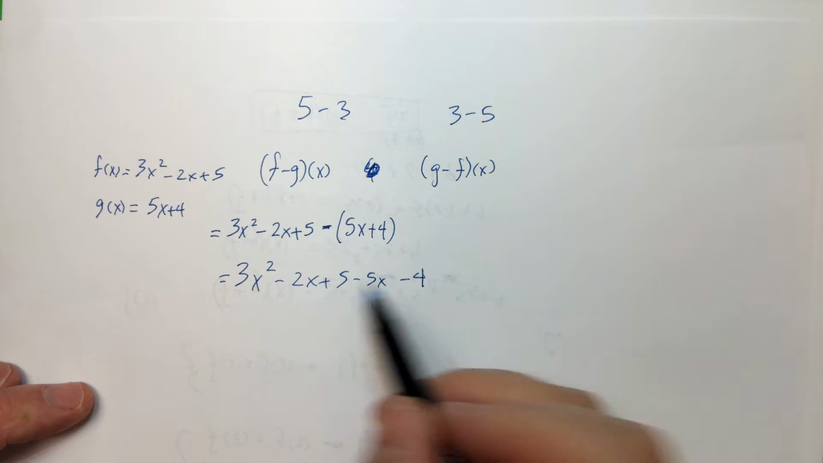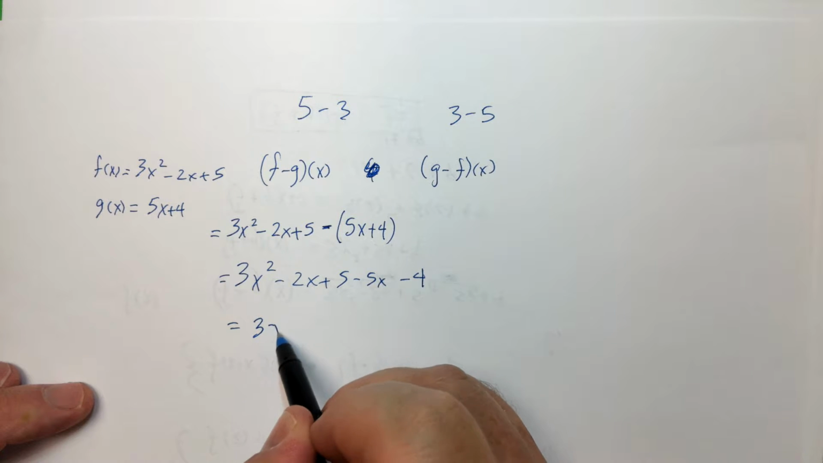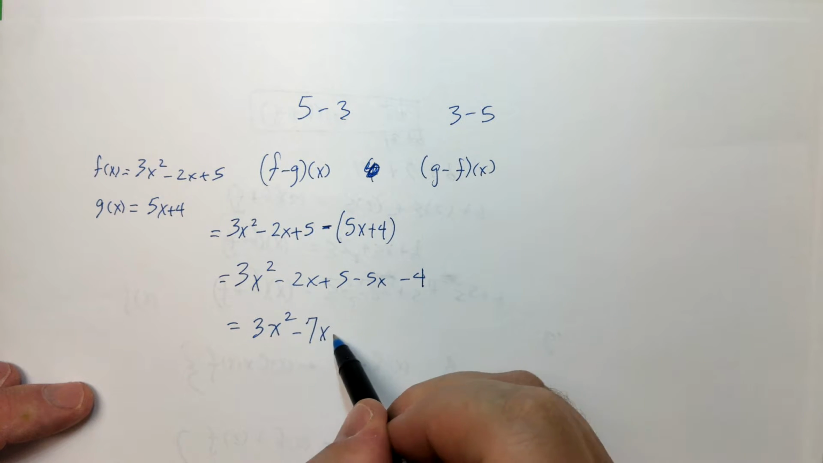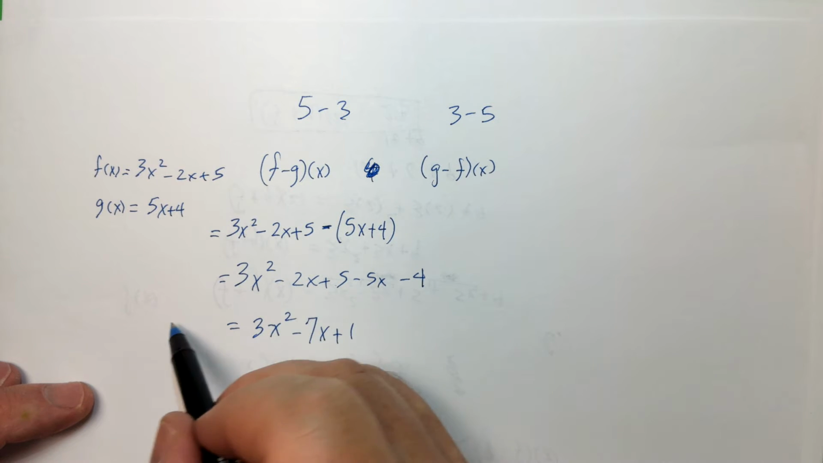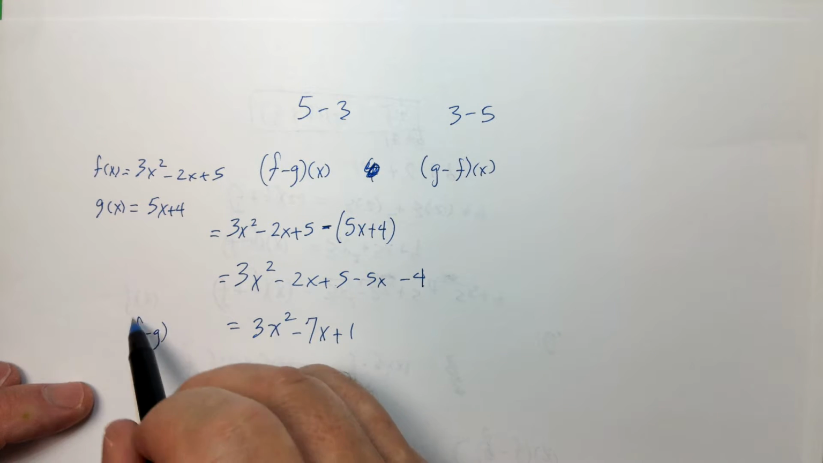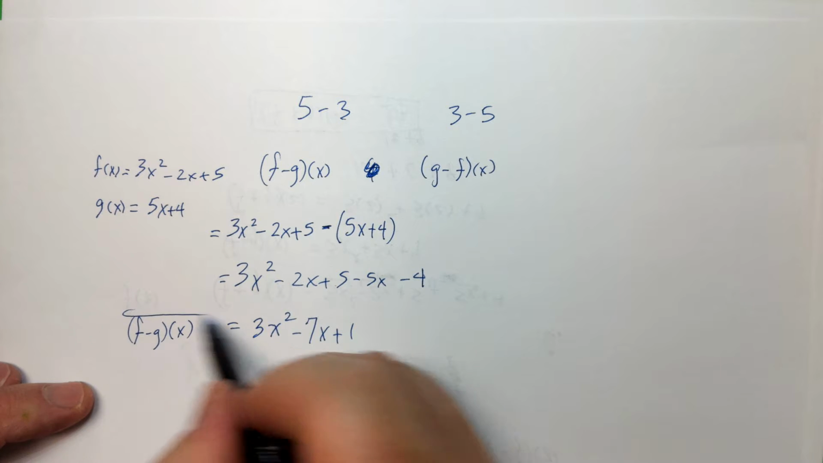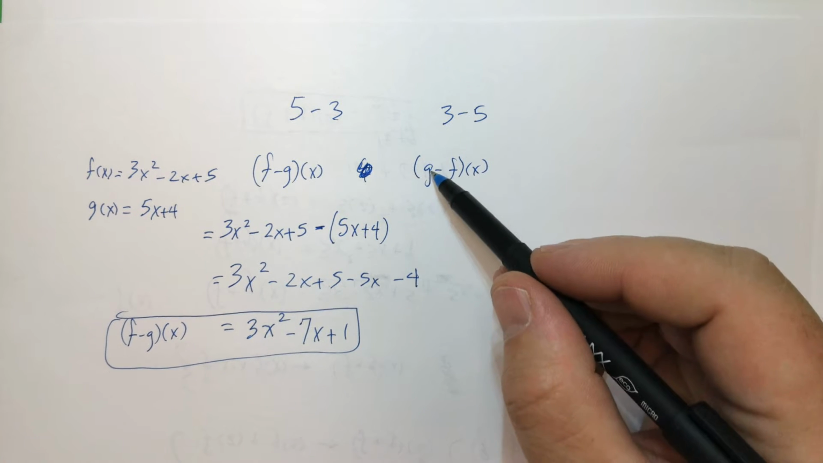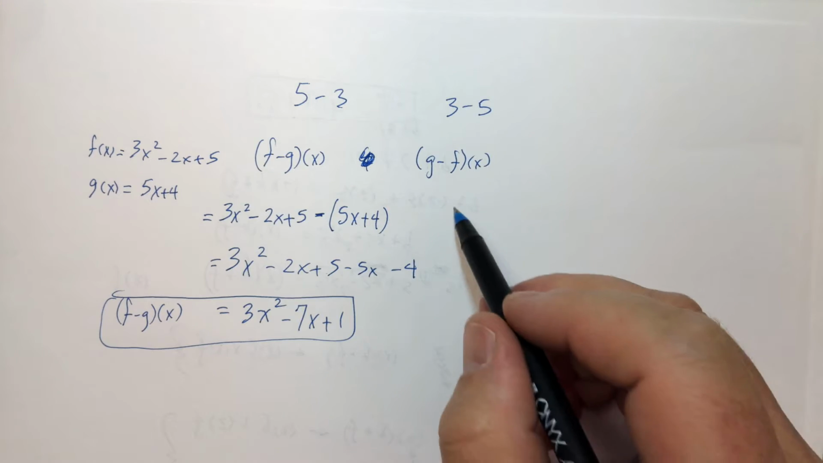So then, combine like terms, you're done. 3x squared, let's see, minus 2 and minus 5, that's minus 7, yeah? Plus 1, because 5 minus 4 is 1, so D-O-N-E, finished. Yeah?